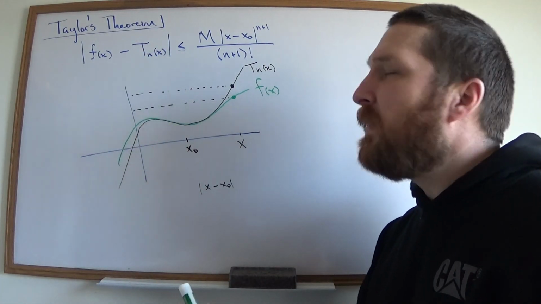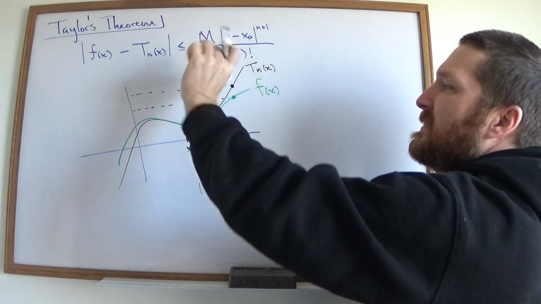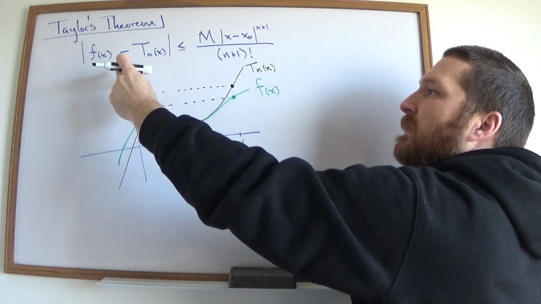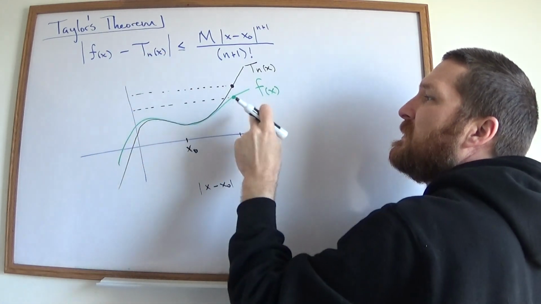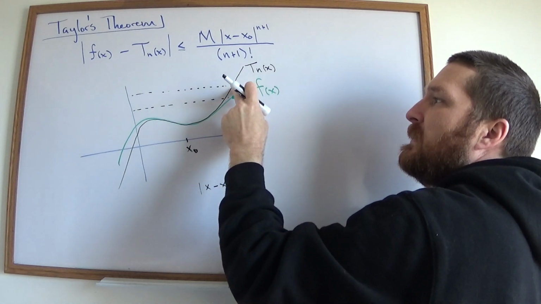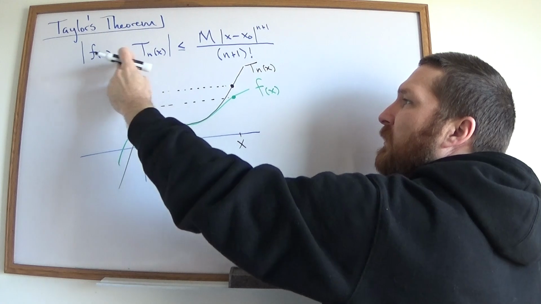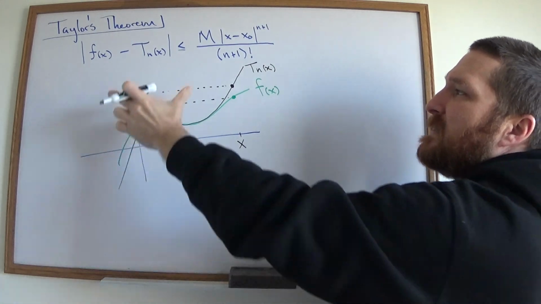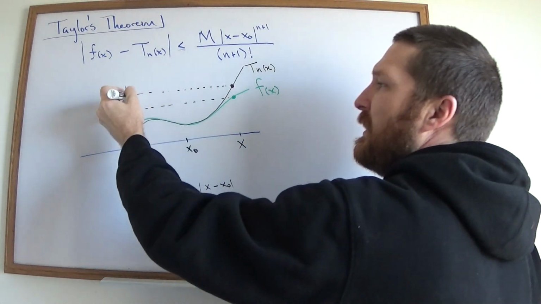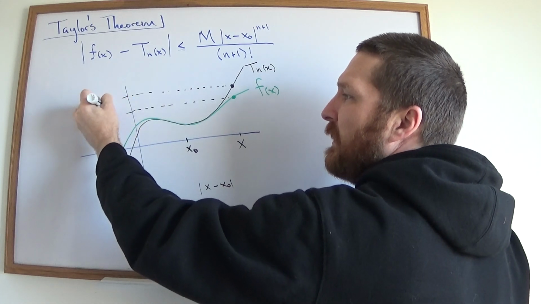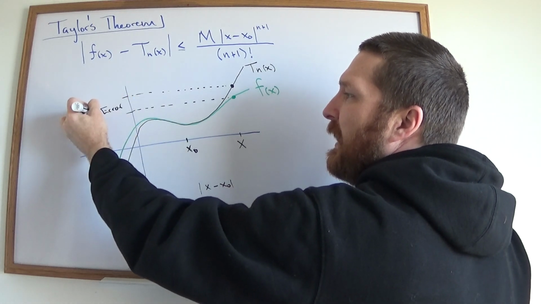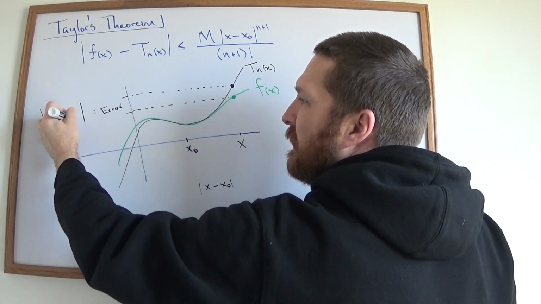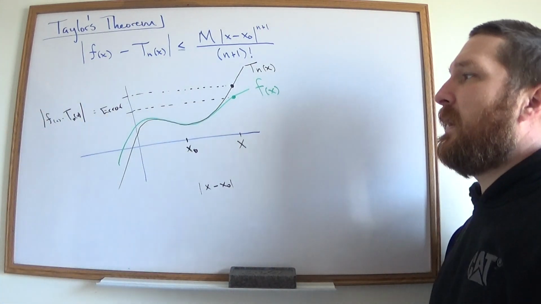It's an absolute value because we don't want to have to change the sign if one is bigger than the other. Clearly, in the way that I've drawn this, f is a smaller number than T, and if you take the smaller number minus a bigger number, you get a negative number. We don't care if it's negative or positive, so we take the absolute value. That's the error, remember, we called this the error: f of x minus Tn of x, the nth Taylor approximation at x.